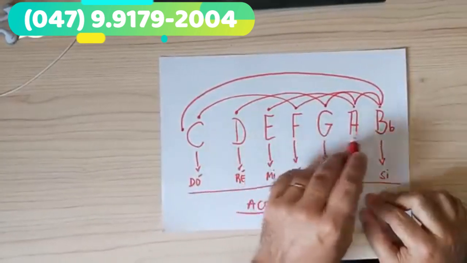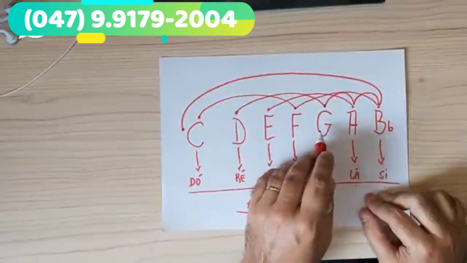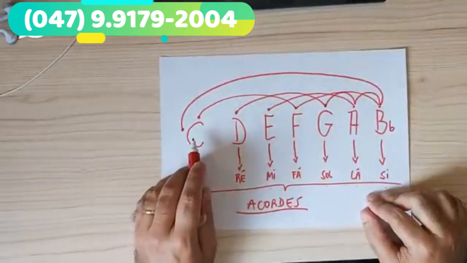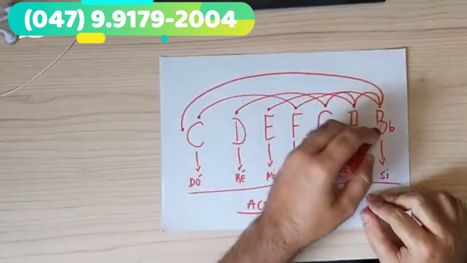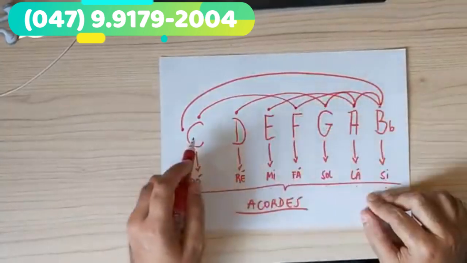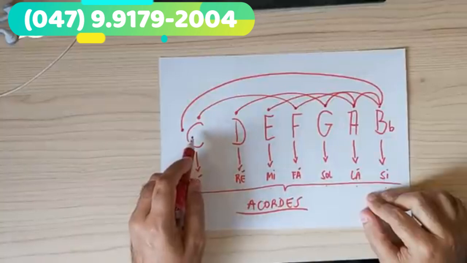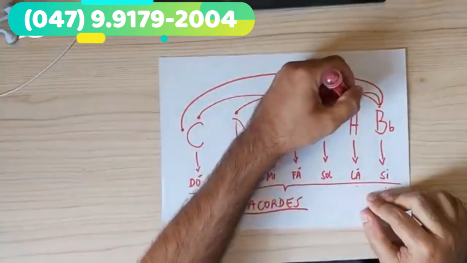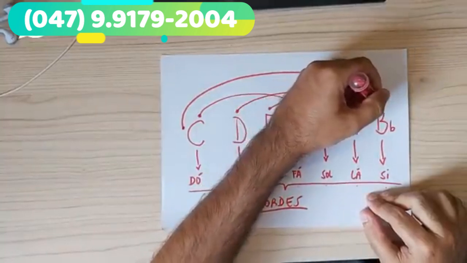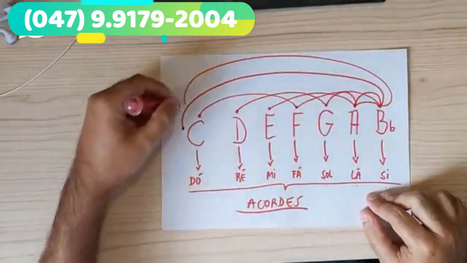So we started from C and went to F, right? From D went to G, from E went to A, from F went to B flat. From sol it went to the C, right? And from there we'll see here there will count a 2 in C, 3 in C and 4 in D, so 1, 2, 3 and 4.